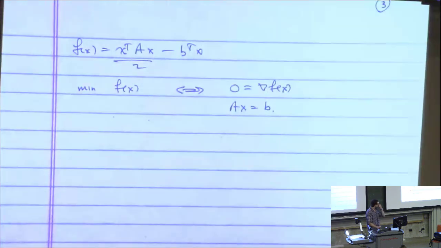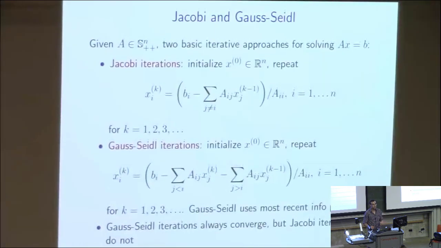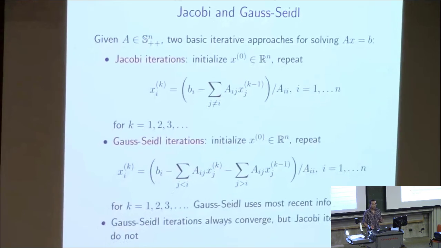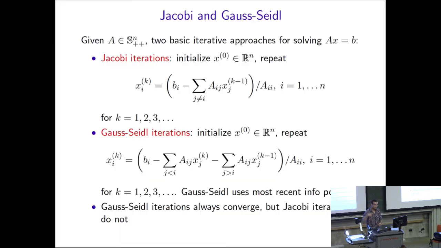Gauss-Seidel is similar, but I go through x1 through xn sequentially, always using the most recent information. So if I optimize over x1, in the optimization for x2, I use the most recent value of x1. In the optimization for x3, I use the most recent values for x1 and x2, and so forth. That is the only difference between Gauss-Seidel and Jacobi, but it makes all the difference, because Jacobi iterations generically do not converge, they only converge under nice situations, whereas Gauss-Seidel iterations always converge.